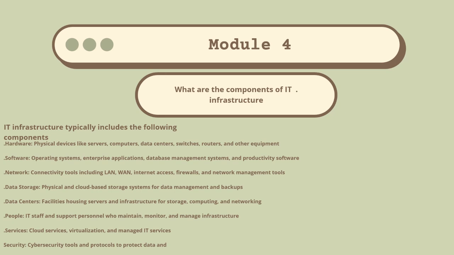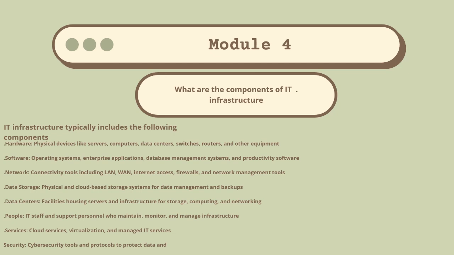What are the components of IT infrastructures? IT infrastructures typically include the following components. First, hardware. Physical devices like servers, computers, data centers, switches, routers, and other equipment that make up the base of the IT system. Second is software. Operating system, enterprise application, database management system, and productivity software. In a simpler way, it's the programs like Windows and the apps that help users and devices work better.